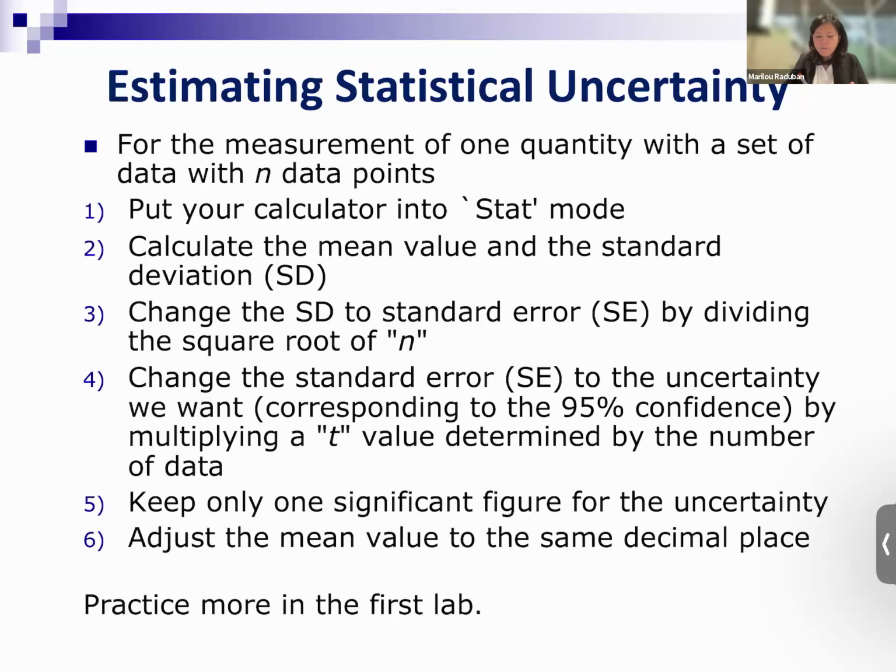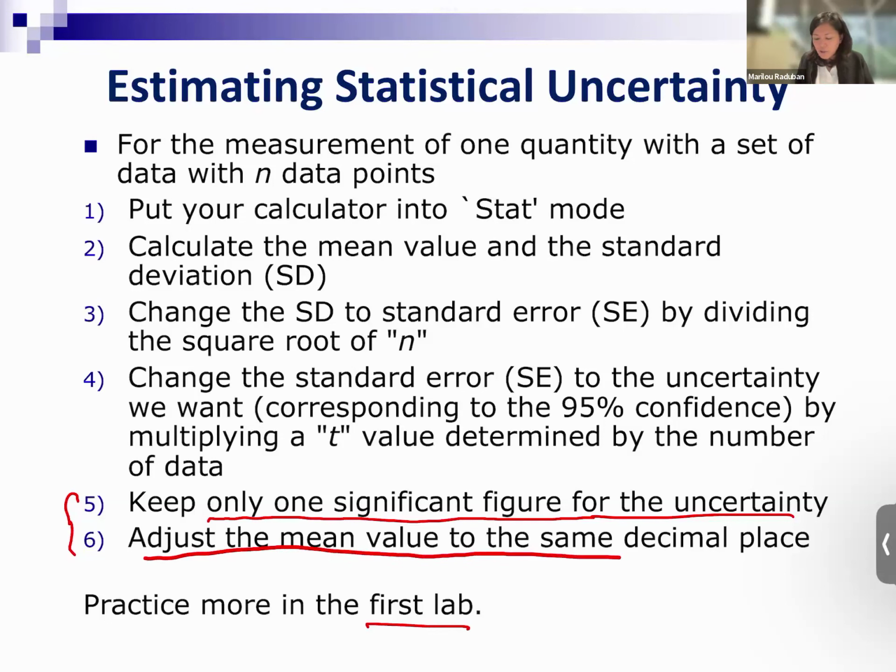But we have some steps or some rules that we often follow when we're estimating uncertainty. You will do this essentially in the first lab. You will practice these first 4 steps. But what I want to emphasize is these last 2. How do we round our answers? The rule we will use is that you keep only one significant figure for the uncertainty and adjust your measurement to the same precision or same decimal place.